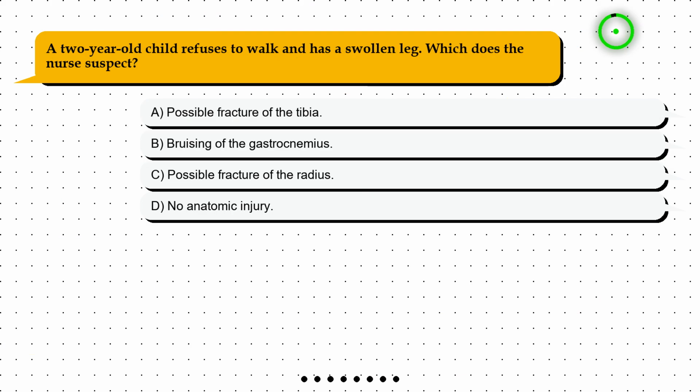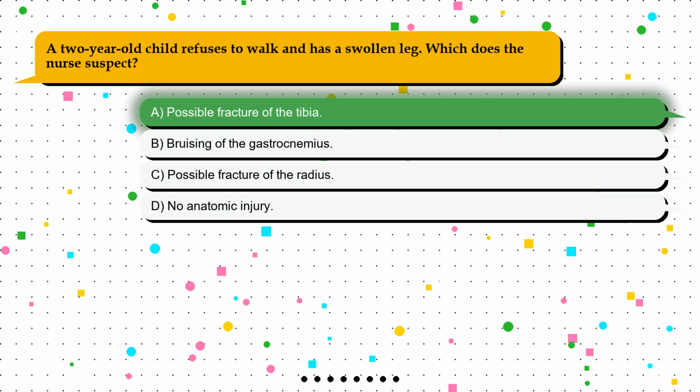Question 2. A 2-year-old child refuses to walk and has a swollen leg. Which does the nurse suspect? Option A. Possible fracture of the tibia. Option B. A bruising of the gastrocnemius. Option C. Possible fracture of the radius. Option D. No anatomic injury.